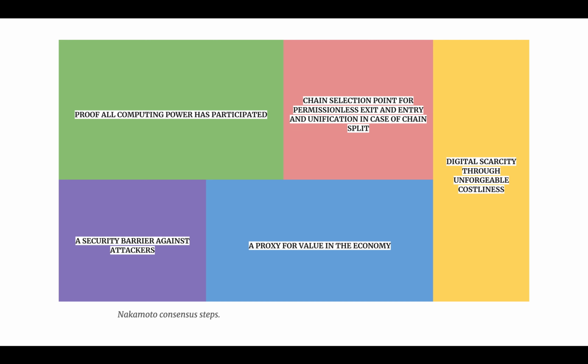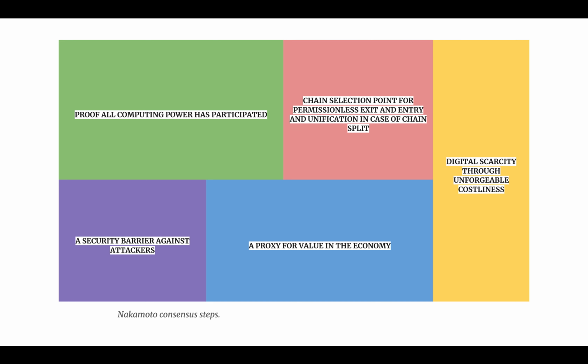2. Chain selection point for permissionless exit and entry and unification in case of chain split. If the blockchain is most valuable and secure when all miners and nodes are working on the same identical chain globally, how do they all coordinate on a single point with no central authority or third party directing them? Nakamoto consensus solves this by providing a single chain selection point, or fork choice, which is a focal point for exiting and entering the network, or in case of chain splits, for the network to return to full consensus on a unified chain.